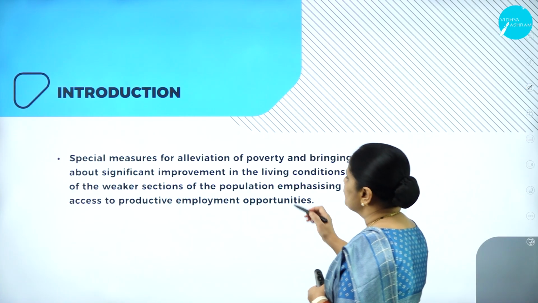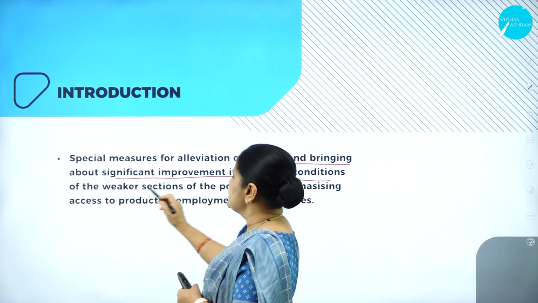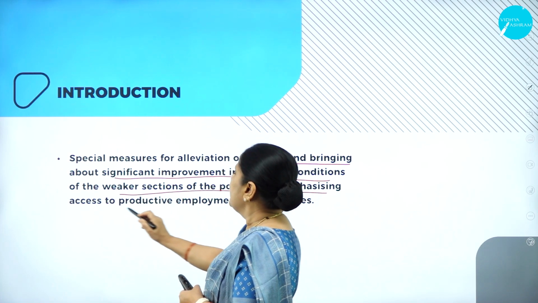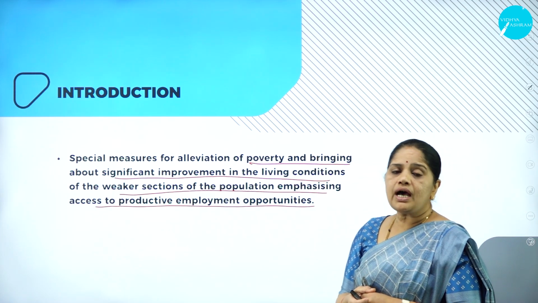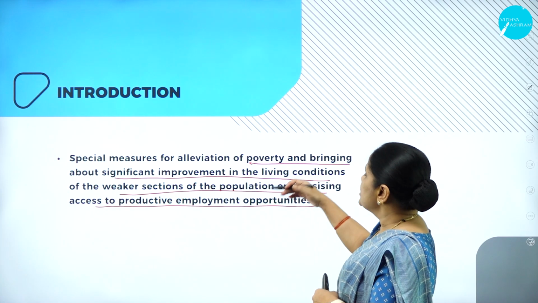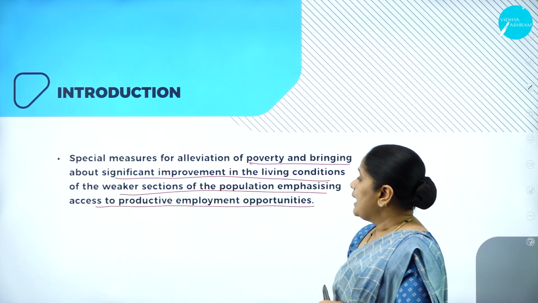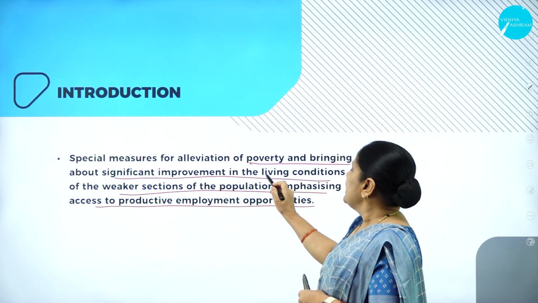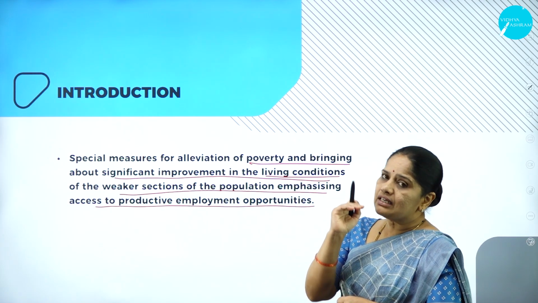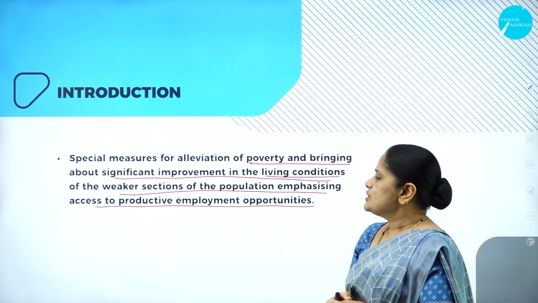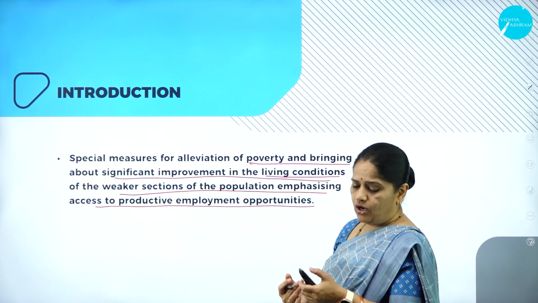Now, special measures for alleviation of poverty and bringing about significant improvement in the living conditions of the weaker sections of the population, emphasizing access to productive employment opportunities. So, the government also has to take special measures for alleviation of poverty. So, we can see that poverty is rampant, especially in the village economy and bringing about significant improvement in the living conditions of the weaker sections of the population. So, try to see that you raise the standard of living of the weaker sections of the population. So, how do we raise the standard of living? By providing them more and more employment opportunities.